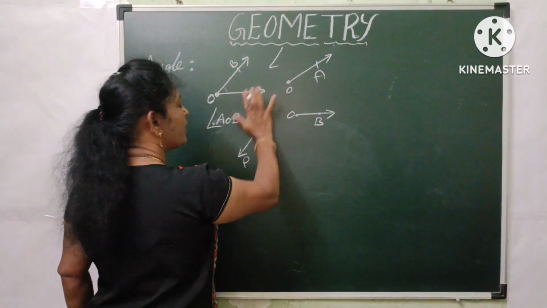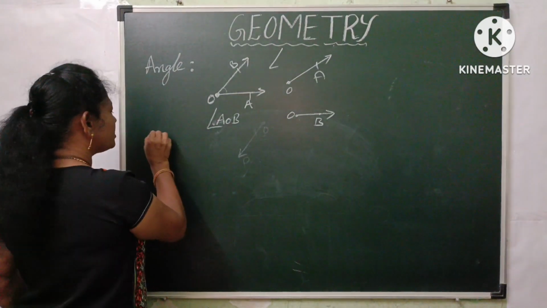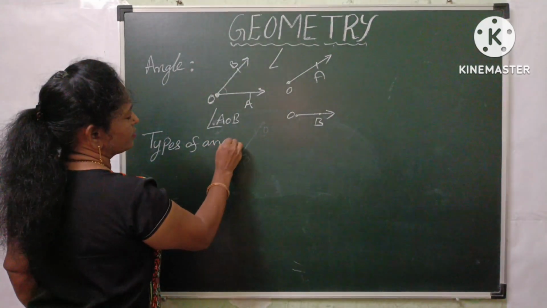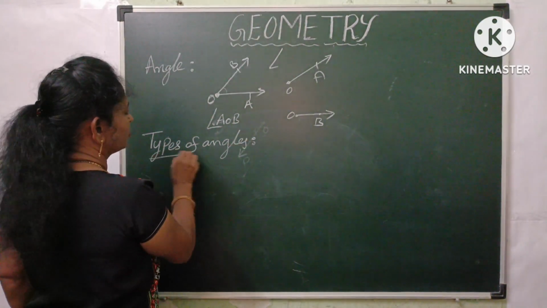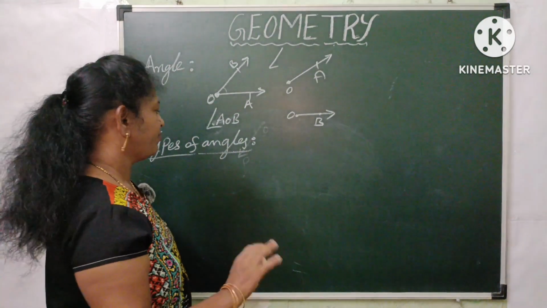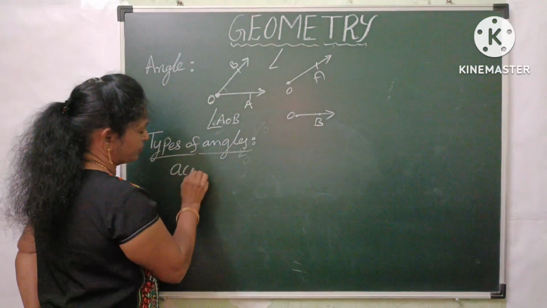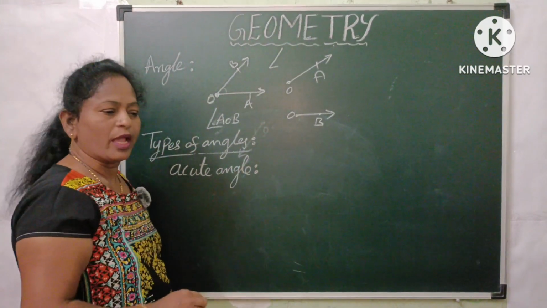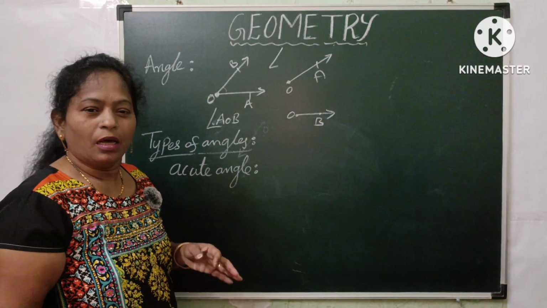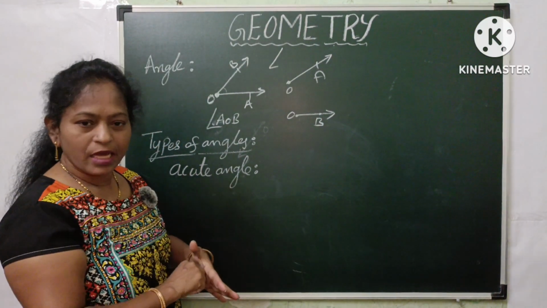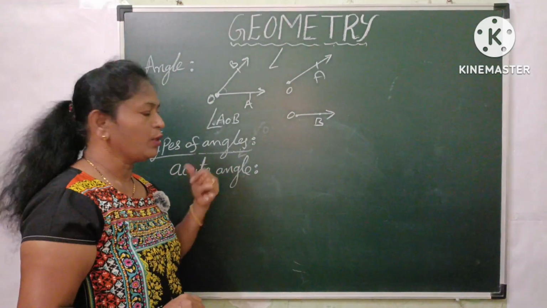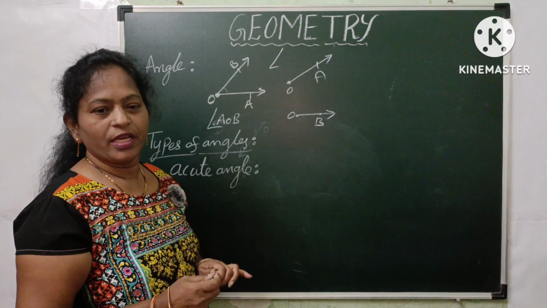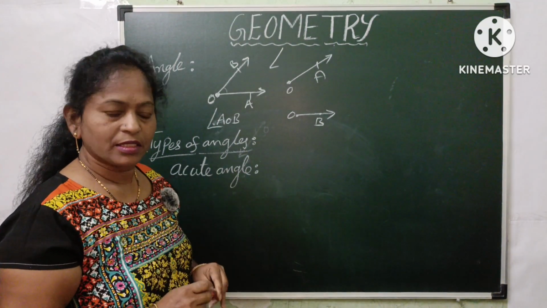Next one we are going to learn is types of angles. First one, acute angle. Acute angle means an angle that is more than 0 degrees and less than 90 degrees is called an acute angle.